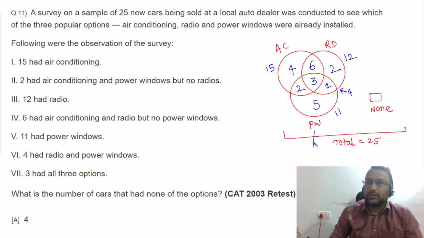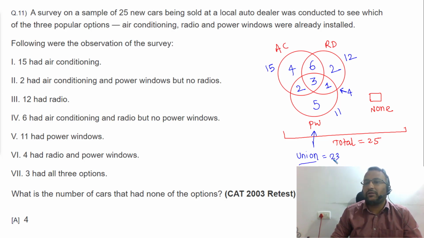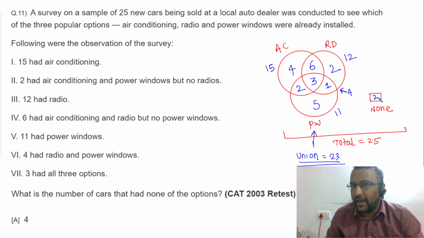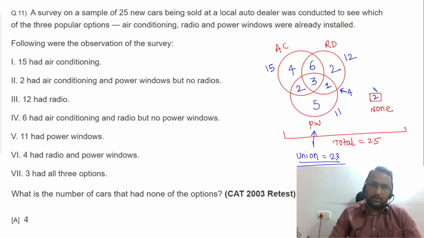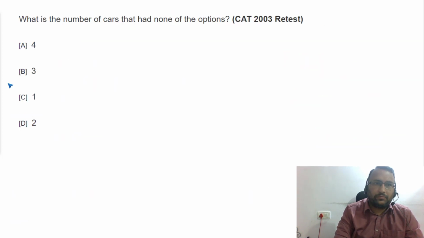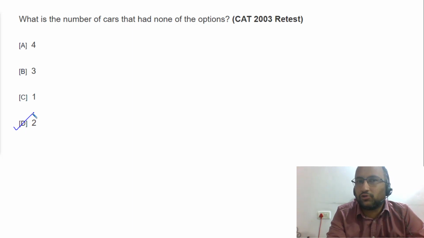So over here the union is how much? The union is equal to 15, 20 and 23. Union is equal to 23. It means 25 minus 23, two cars are not a part of this Venn diagram. It means the two cars have none of these three features. So what is the answer of this question, everyone? The answer of this question is 2. This is how we can solve this question.